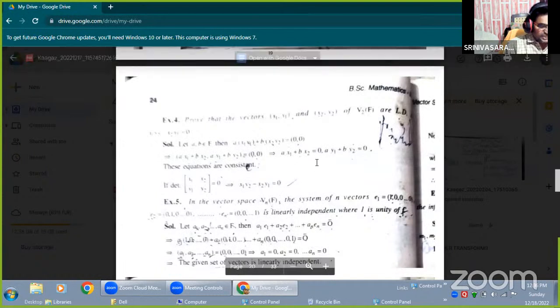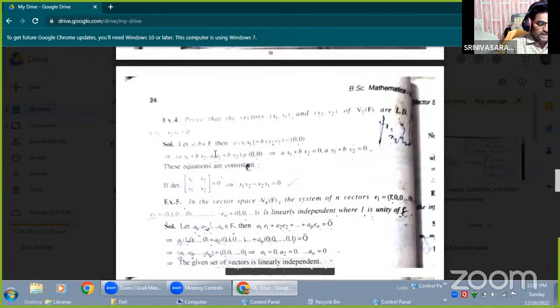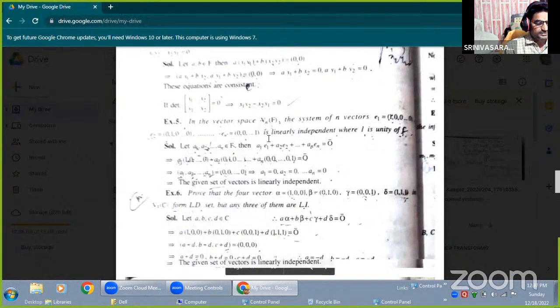So when the determinant is 0, the condition is automatically given that the vectors are linearly dependent. When the vectors (x1, y1) and (x2, y2) are linearly dependent, then automatically x1 y2 minus x2 y1 equals 0. Next one.